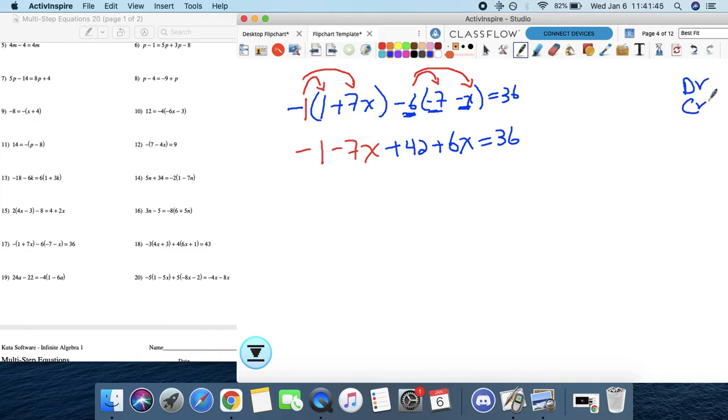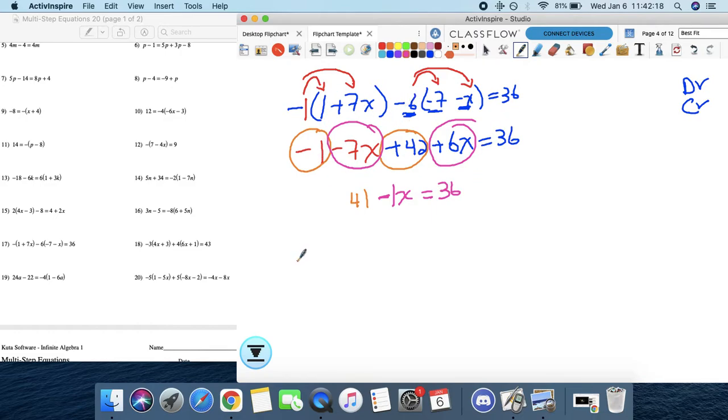Combine like terms? Yeah, plenty of combine like terms. If you look at it, we can combine, and I'll circle it. Negative 1 plus 42 is going to give us 41. Then let me circle this. Negative 7x and positive 6x is going to give us negative x, or negative 1x. However you want to write it, it doesn't matter. Okay, so actually in this one, I'm going to write a 1. You'll see why.